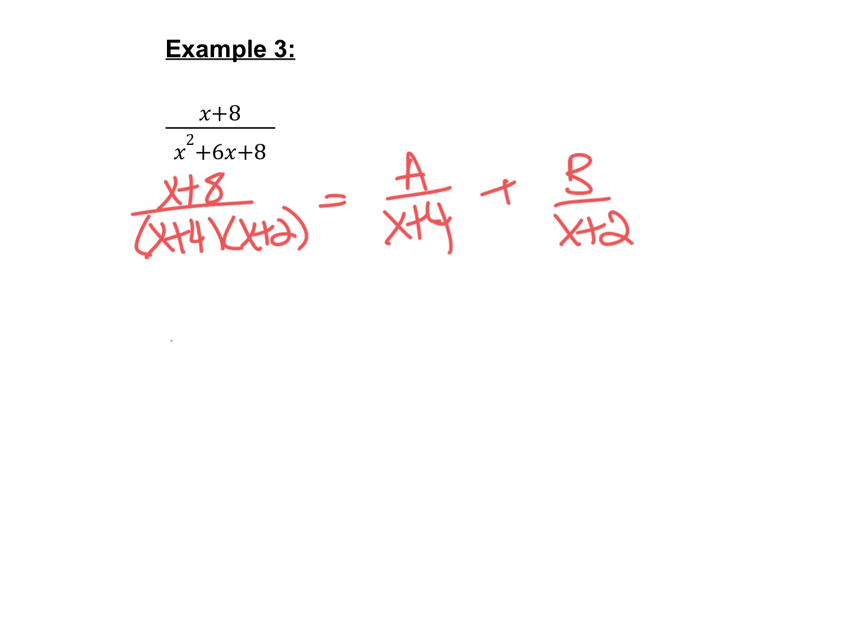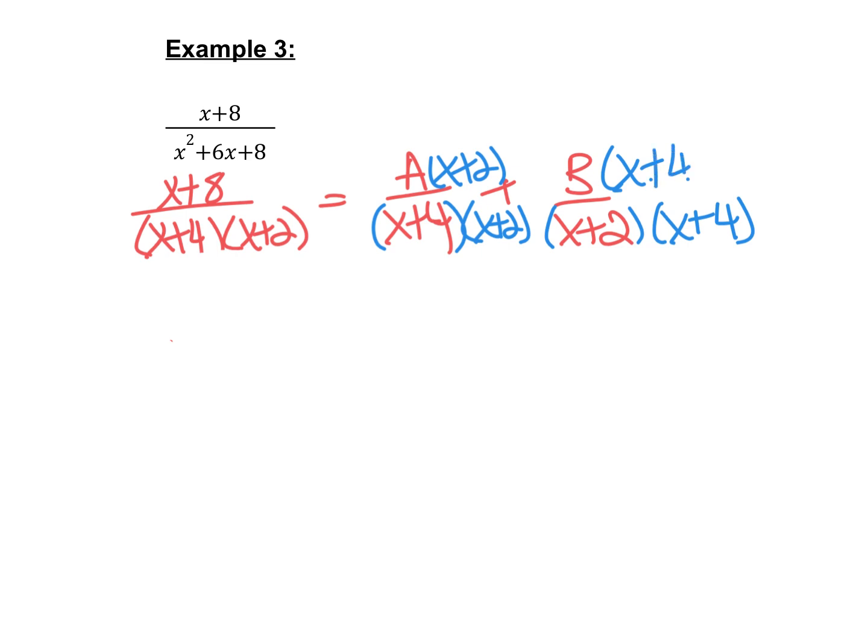I need to find a common denominator. So my common denominator, I have to have both an x plus 4 and an x plus 2. Well, with my a, I'm missing an x plus 2, so I'm going to go ahead and multiply the top and the bottom by x plus 2. My second term here, I'm missing an x plus 4, so I'm going to multiply by x plus 4. There we go. And just like before, once our denominators are all the same, I can just solve my numerator.